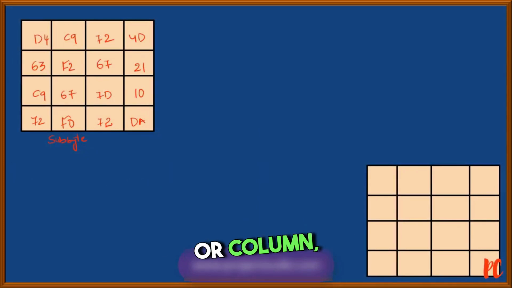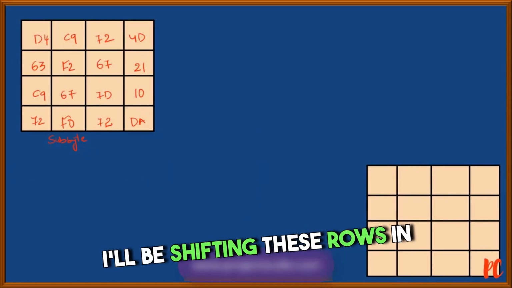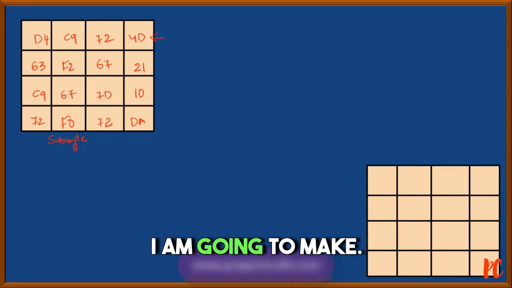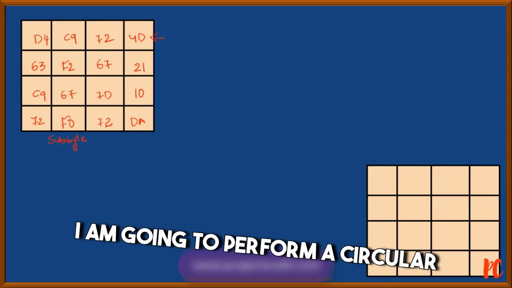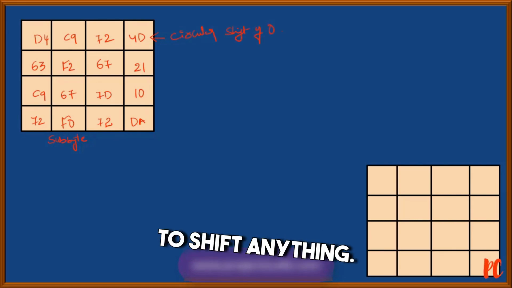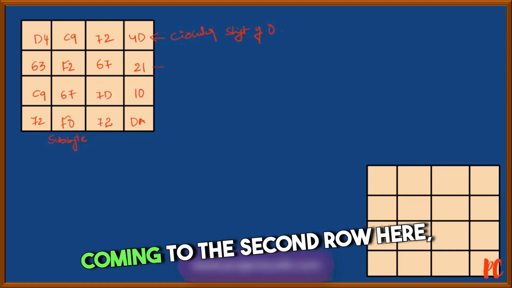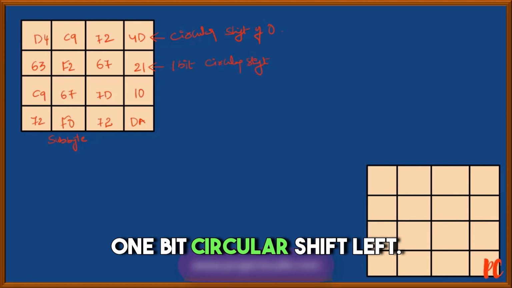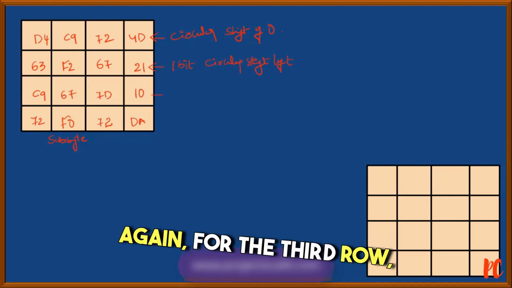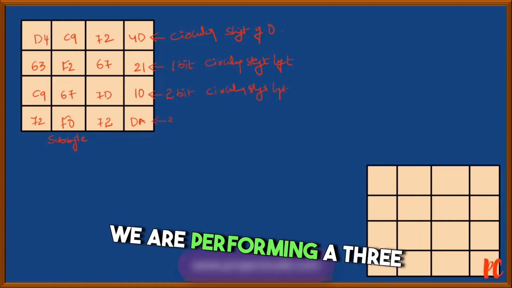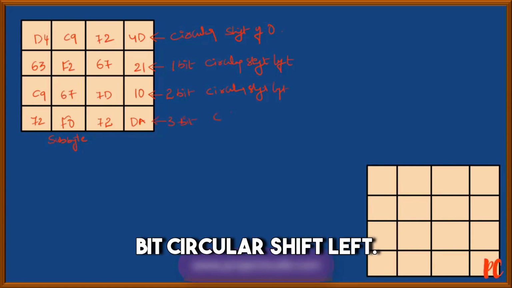In order to go for mixing a column, we need to first shift the rows. I will be shifting these rows in such a way that initially with respect to the 1st row, I am going to perform a circular shift of 0, which means I am not going to shift anything for the 1st row. Coming to the 2nd row, here we are going to make a 1-bit circular shift left. Again for the 3rd row, we are going to perform a 2-bit circular shift left. And finally, with respect to the 4th row, we are performing a 3-bit circular shift left.